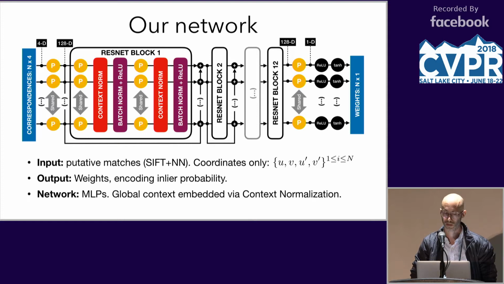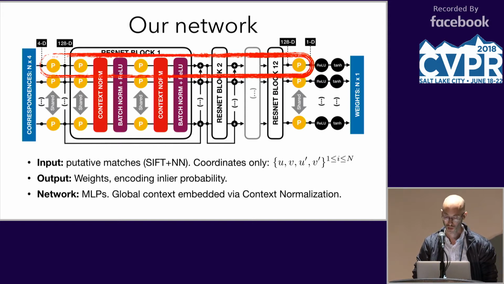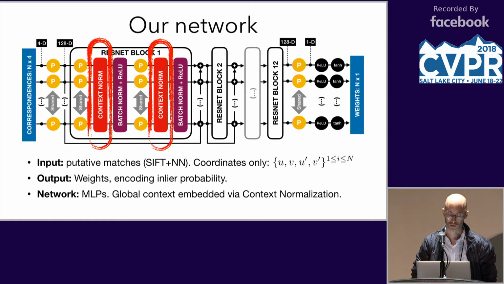As we saw earlier, it takes as input n correspondences, each one with 4 dimensions. It's just x and y coordinates in one image and the same on the other image. And it produces one weight for each correspondence, which encodes its likelihood of being an inlier. Then we have 12 residual blocks with weight-sharing perceptrons, which process each point separately. However, if we want this to work, we need global information of some sort, and we show how to embed global information into the feature maps with what we call context normalization.